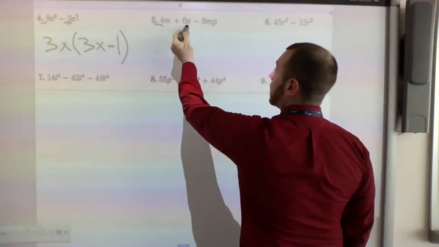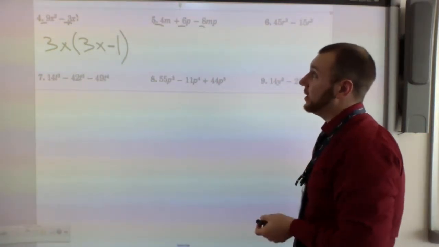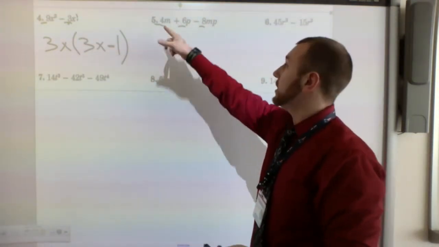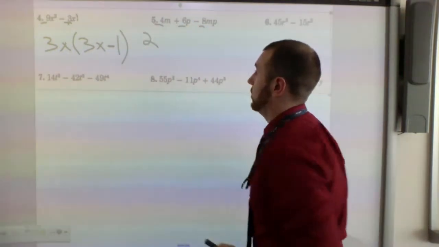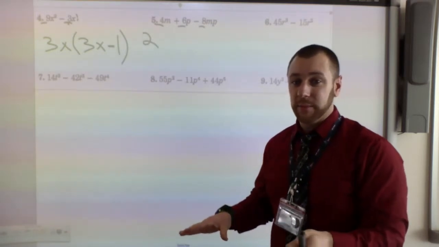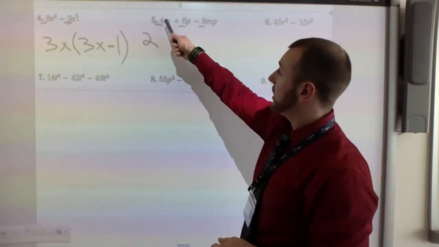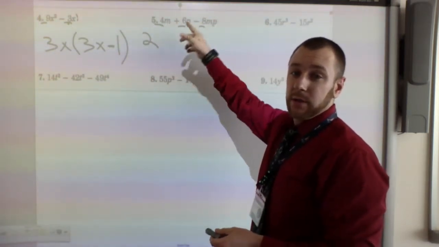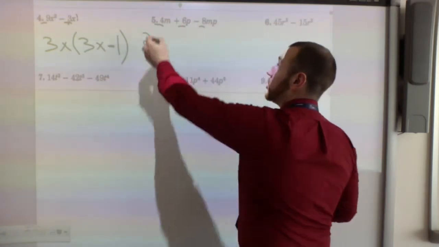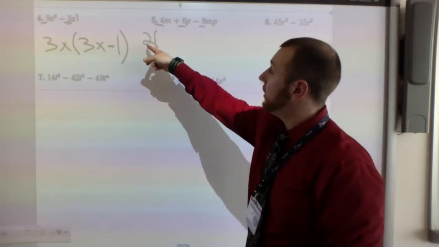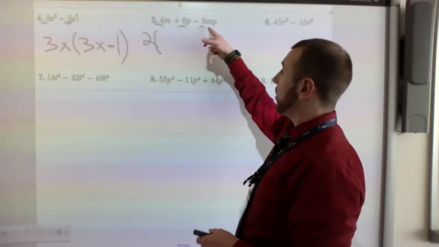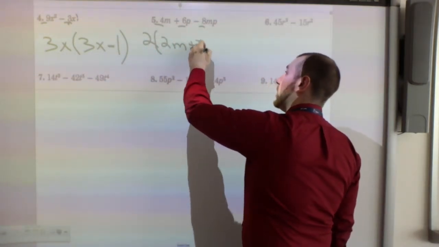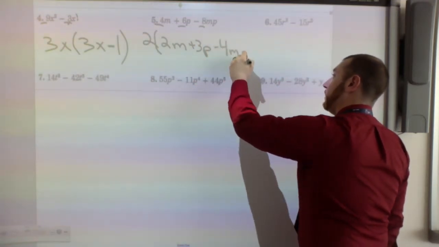In this case, again, I look at the numbers, 4, 6, and 8. Okay, 4 goes into 8, but 4 does not go evenly into 6. So what you have to recognize is that there's a common 2 there. And that's the only number that's common, because they're all even. This has an m, this has a p, this has an mp. Well, there's no common m's through all these terms or p's through all these terms. So everything else stays. So really, if I factor out a 2, I'm just dividing all of these terms by 2. So it would be 2m plus 3p minus 4np.